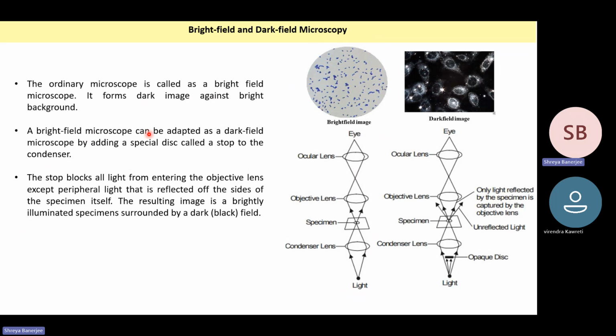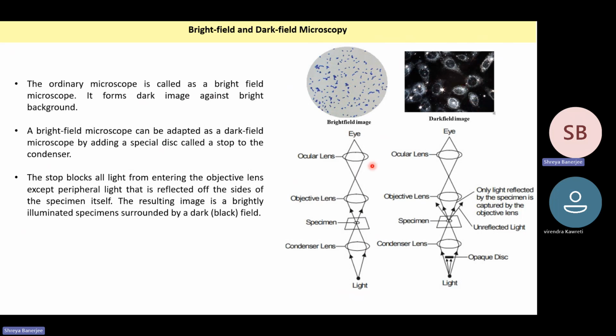This bright field microscope can be adapted as a dark field microscope by adding a special disc called a stop to the condenser. So in a dark field microscope, how it will appear is that there is a dark field and the resulting specimen is bright. So here there was a bright field and the specimen was dark. Here there is a dark field and the specimen is bright.